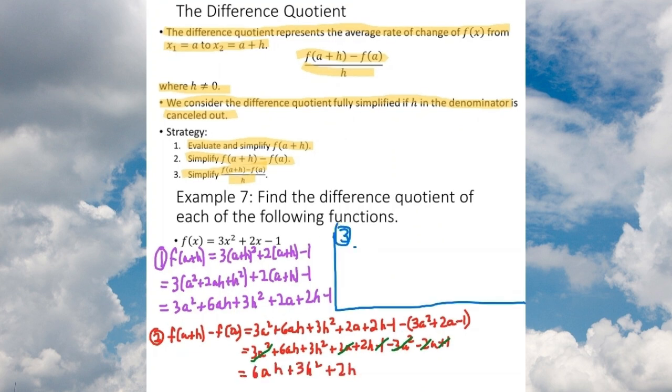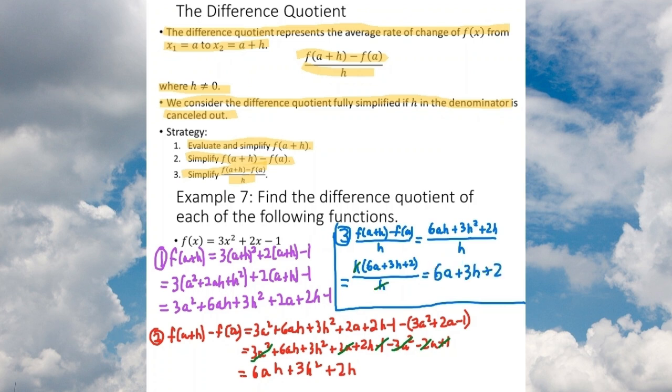Now we can move on to step 3, where we evaluate our difference quotient. Thanks to steps 1 and 2, we know that the numerator of our difference quotient is 6ah plus 3h squared plus 2h, and we just have to divide that by h. In the numerator, notice how every term has an h as a common factor, so we'll factor out h, and our numerator becomes h times the quantity 6a plus 3h plus 2. The h's will cancel, and we get that our difference quotient of 3x squared plus 2x minus 1 is 6a plus 3h plus 2.